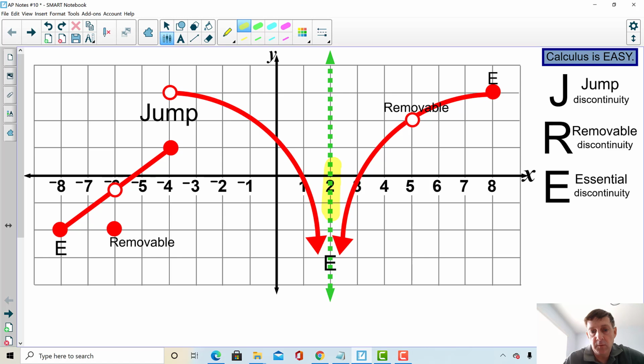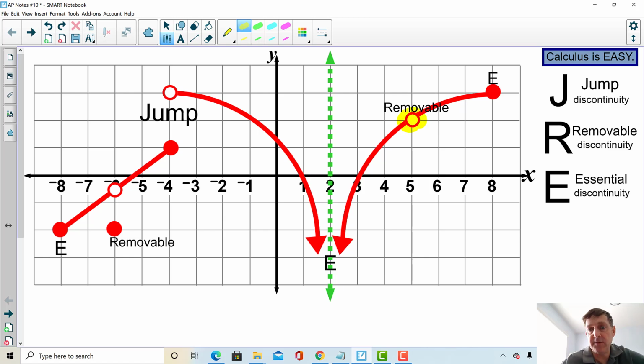When x equals 2, we have an essential discontinuity because the limit as x goes to 2 is equal to -infinity, which is the same as does not exist. So for essential, we just need at least one of the one-sided limits to not exist. We have both of the one-sided limits, does not exist.